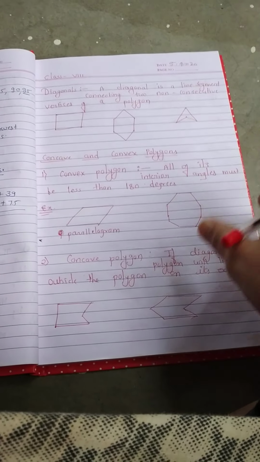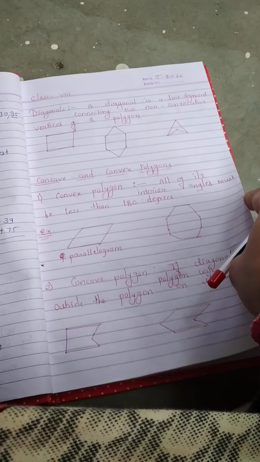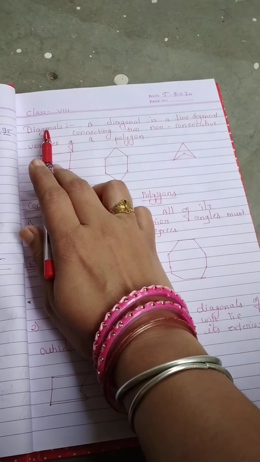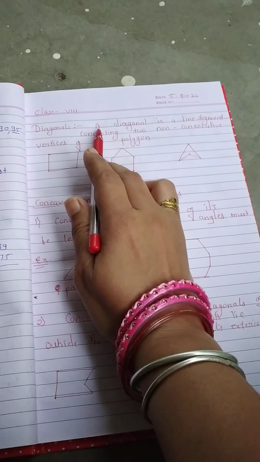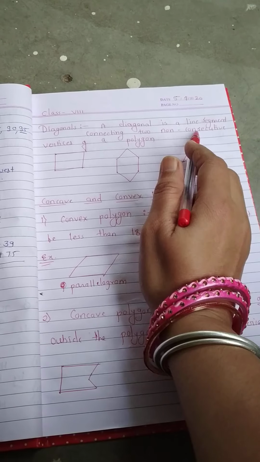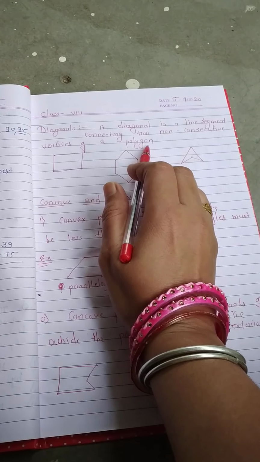Good morning all. Today we are going to continue our topic, polygons with diagonals. Now, diagonals. What is a diagonal? A diagonal is a line segment connecting two non-consecutive vertices of a polygon.